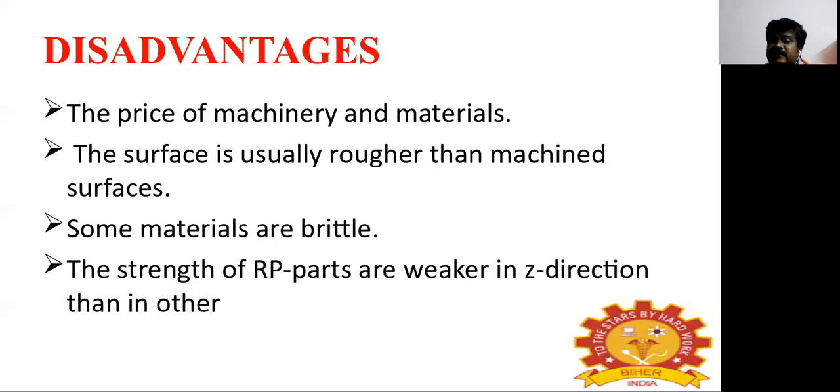And the strength of the RP parts is a bit weaker in the Z direction than in the other directions. So the strength of the RP parts is weaker in the Z direction. So these are the disadvantages.